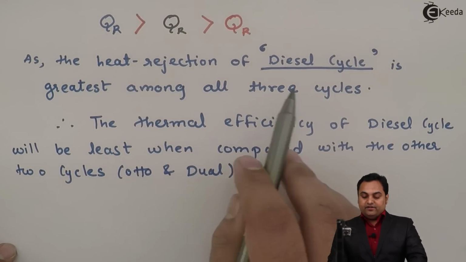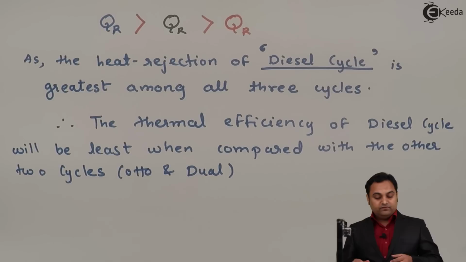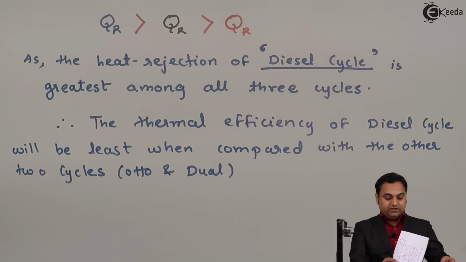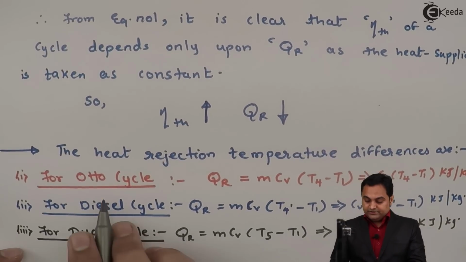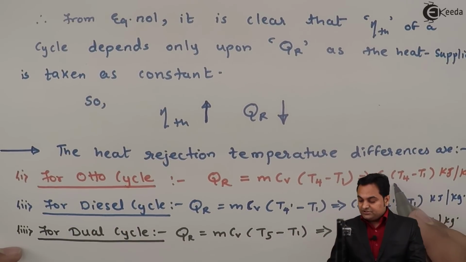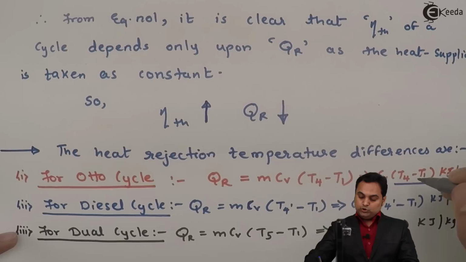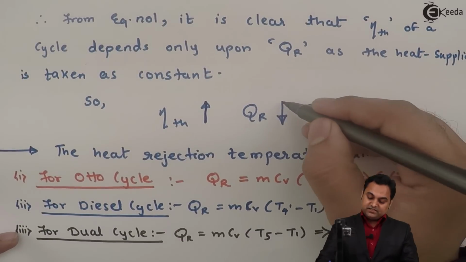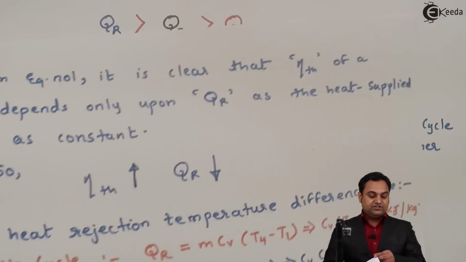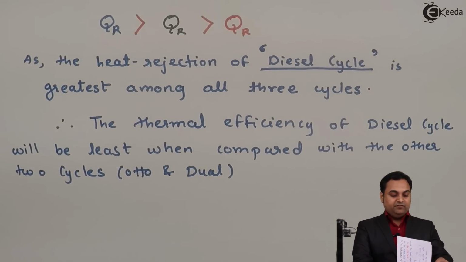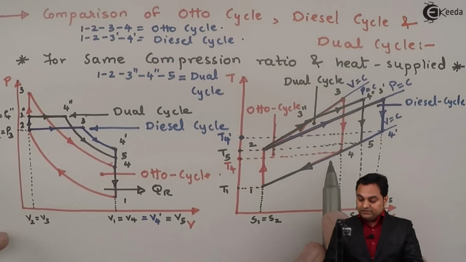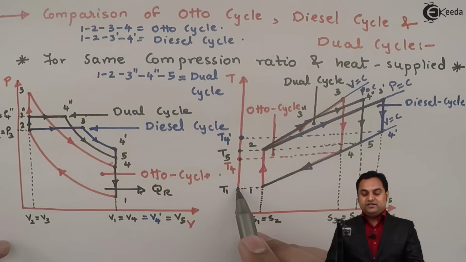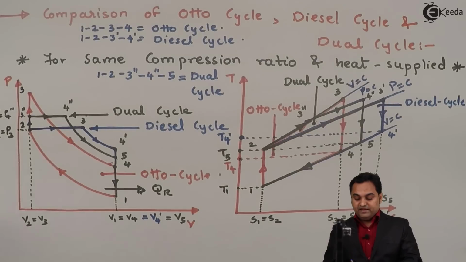Now we have seen that the diesel cycle will have the least efficiency, but out of all the temperature differences, the temperature difference of the Otto cycle, that is T4 minus T1, is least. So the Otto cycle has the least amount of heat rejection, so its thermal efficiency will be maximum. It can even be seen with the help of the TS diagram that the temperature difference T4 minus T1 is least, so the Otto cycle has the least heat rejection, so its thermal efficiency will be highest.